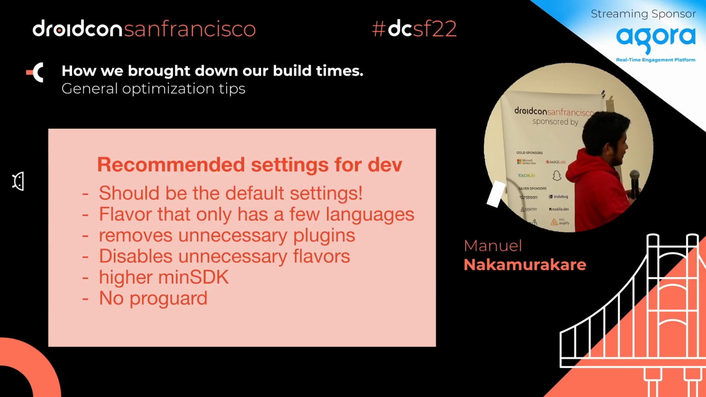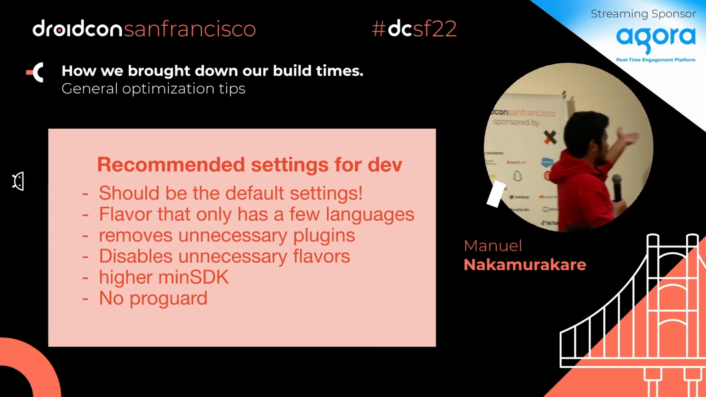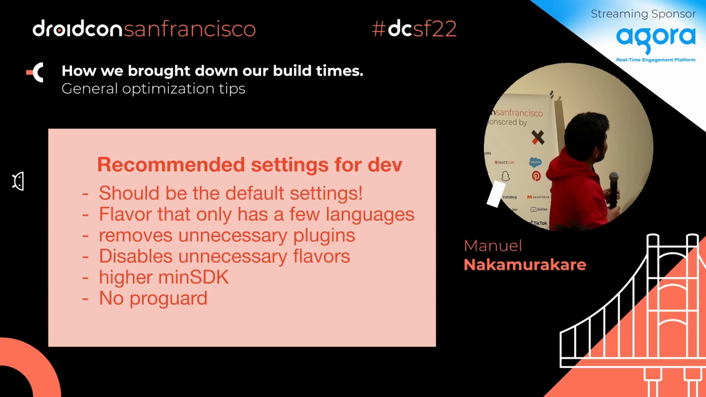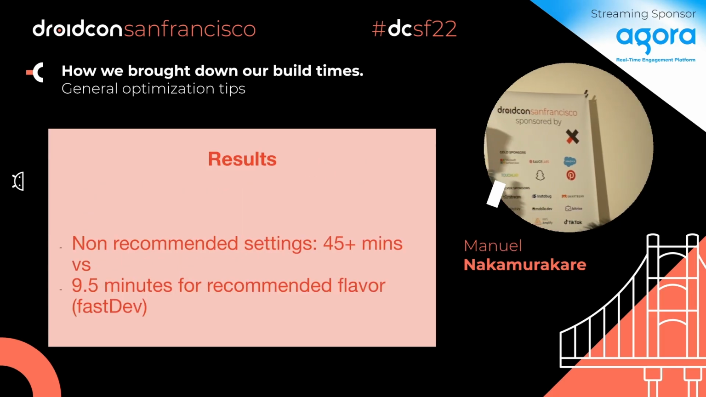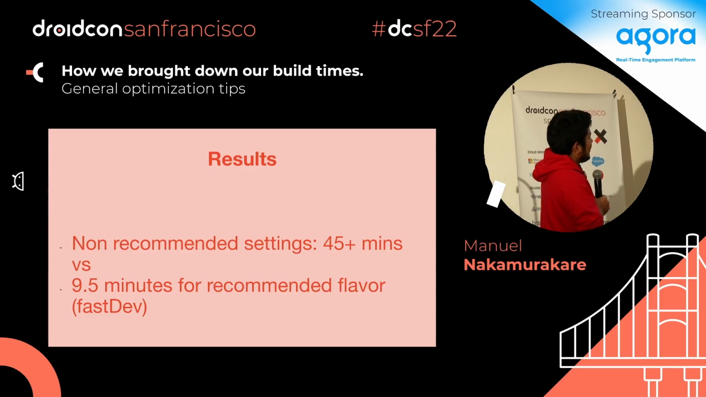We disable some unnecessary flavors. In our case, we have flavors for production, for beta, for things like that. So we disable all of them. And also, we have a different min SDK. We found through some tests that certain older min SDK numbers can also affect the build times. So having a higher one just for dev purposes can also help. And of course, ProGuard, just disable ProGuard for that.